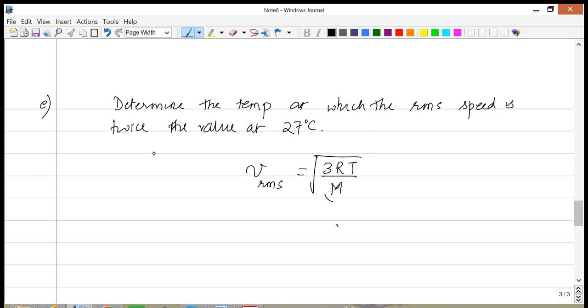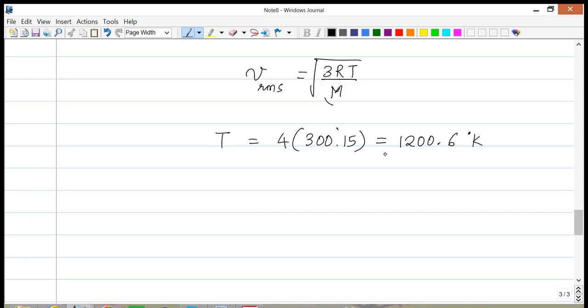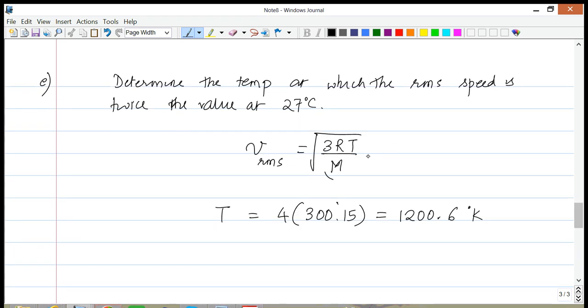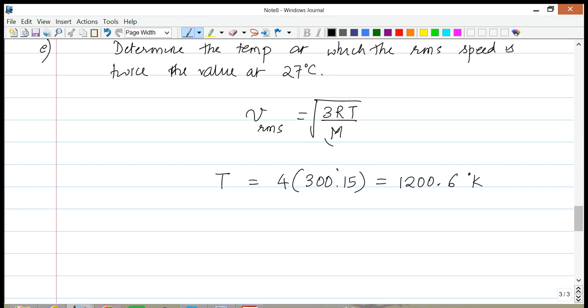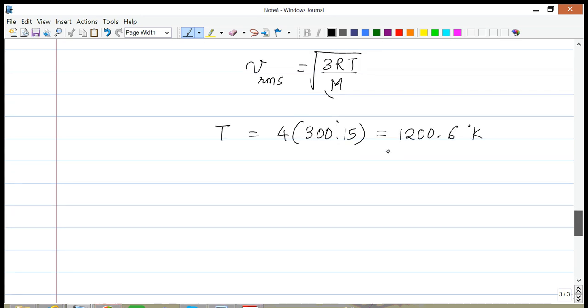So the answer is that the new temperature T should be 4 times the old temperature, which is 300.15, and that ends up giving 1200.6 Kelvin, and we can convert this to Celsius very easily. Okay, so keep that in mind. There are a lot of times you don't really need to calculate all the stuff. Alright, so these are all the parts for the problem.